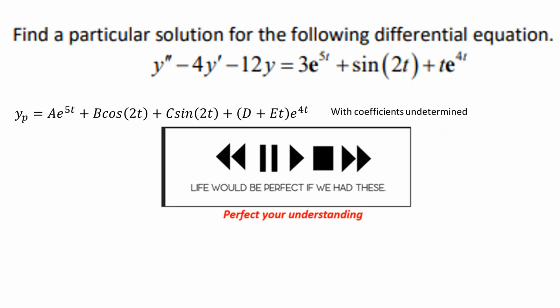Here you want to find a particular solution to this rather complicated right-hand side, and I'm going to tell you to assume that we have a solution that looks like this, where a, b, c, d, and e are coefficients that are undetermined. You know what to do. Let's see how you did.